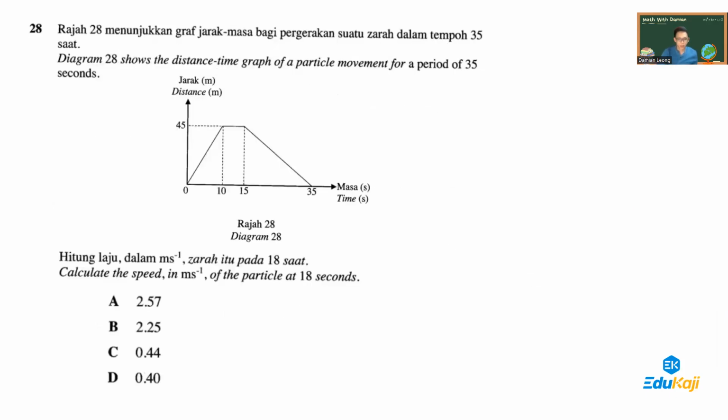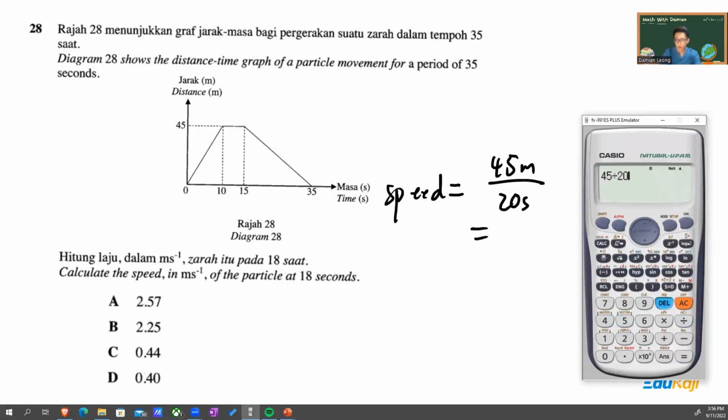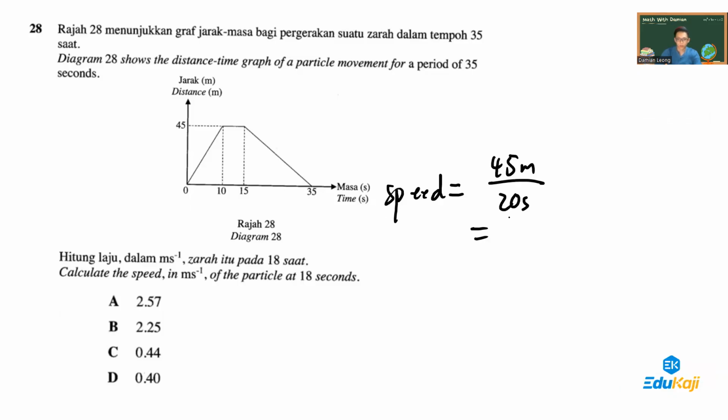Question 28, speed of a particle at 18 seconds. At 18 seconds means around here, so it's on this line. Speed at this line will be constant, because that's the gradient of this line. So I just take the gradient of the line. Change in distance over change in time. 15 to 35 is 20 seconds. So 45 divided by 20 is 2.25. So answer B.